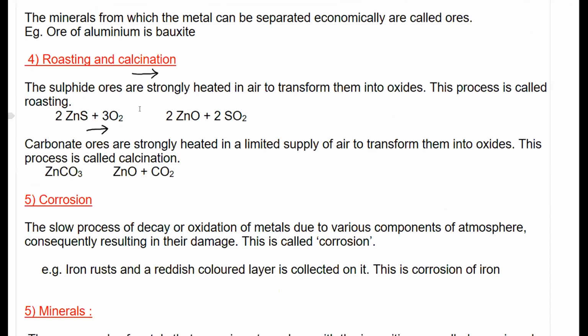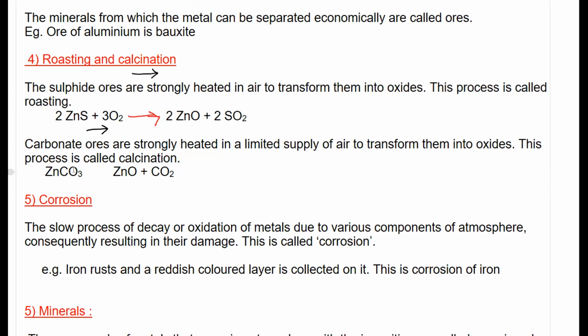Next is roasting and calcination. Roasting means sulfide ores are converted to their oxide by heating strongly, or by heating in excess of air. That is called roasting. The equation is 2ZnS plus 3O2 gives 2ZnO plus 2SO2. This we have already seen in balancing equations.